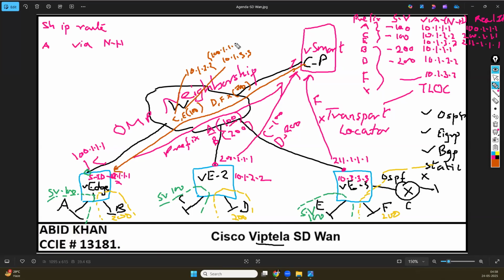100.1.1.1. Sorry, 100.1. C is 200, right? So this will be 200, whereas this one is 211, the real public IP. So now you see VH1 learns about the routes of the remaining locations. And the same way, vSmart will repeat for this one also.